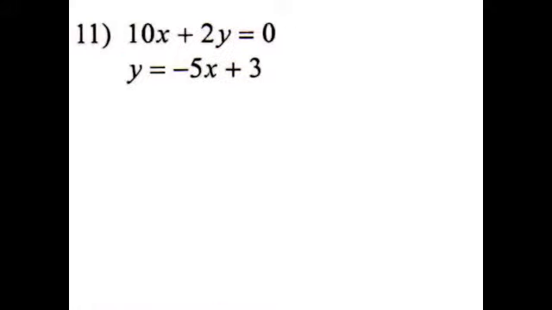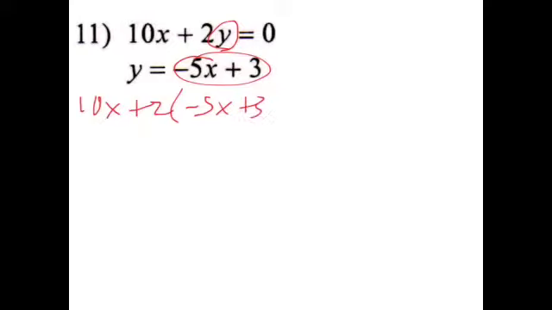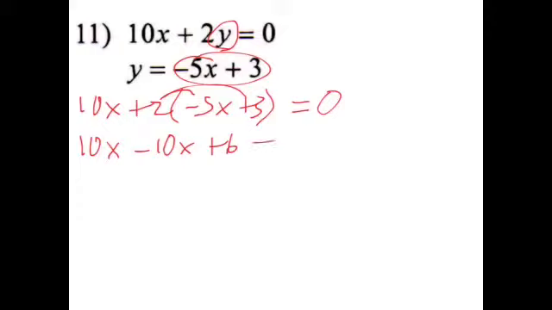Moving on to 11. This one's already set up for substitution because y is -5x plus 3. So I'm going to just take that piece right there and put it where y is in my first equation. That'll give me 10x plus 2 times (-5x plus 3), and then it equals 0 in the end. Multiply that 2 through to help me simplify things a bit. Now I've got 10x. 2 times -5x is -10x. And then 2 times 3 is 6. Well, when I combine terms here, I get 0.